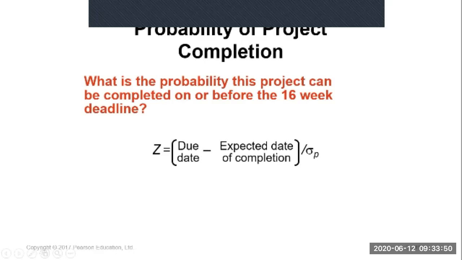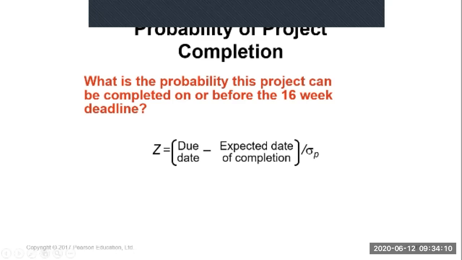Alright. So for this one, we will use the normal distribution. Calculate the Z distribution. The due date: what is the time that we want to see? 16 weeks. So the due date is 16 weeks. The expected date of completion is 15 weeks.